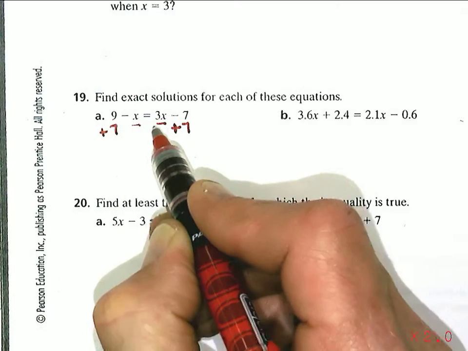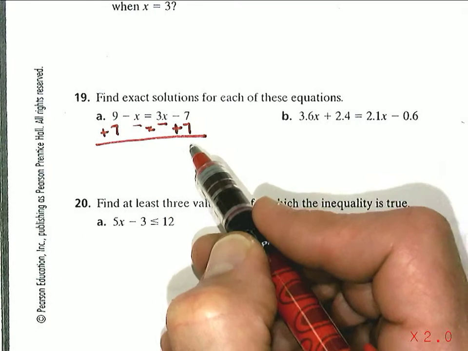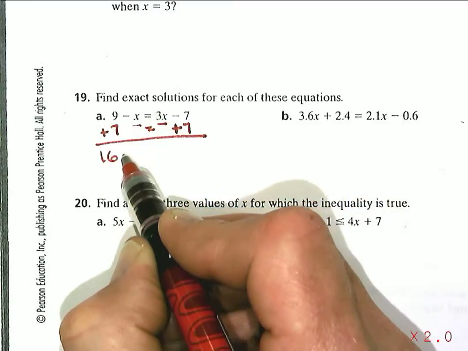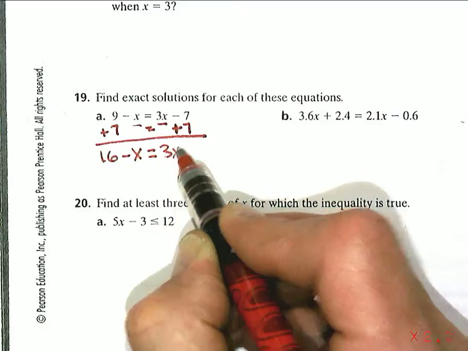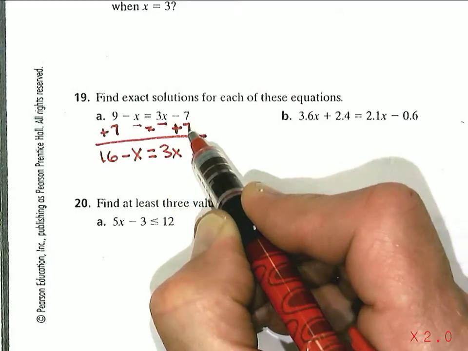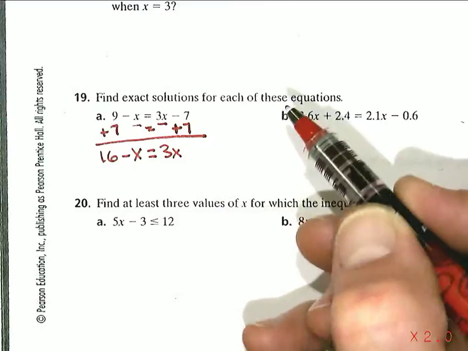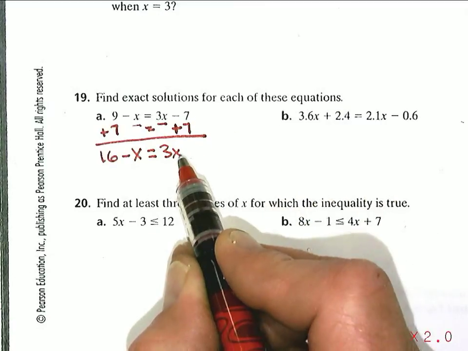of the equation. When you work with equations, you can always do the same thing to both sides, and it always will work. So 9 plus 7 is 16. I still have minus x here, equals 3x. And over here, the negative 7 and the positive 7 went away, because that equals 0. So now it's a little less complicated. I'm getting closer to the solution I want to find.